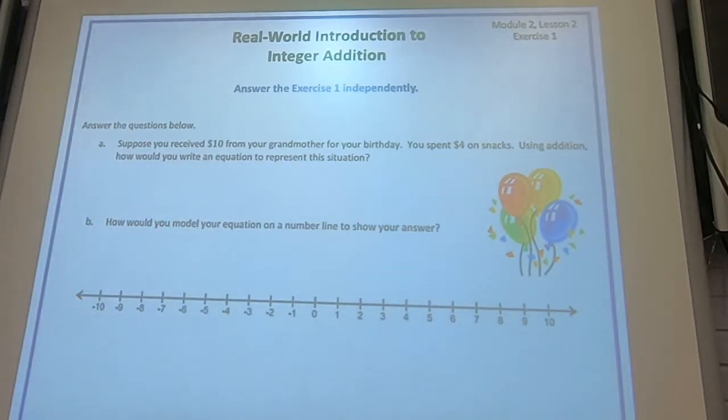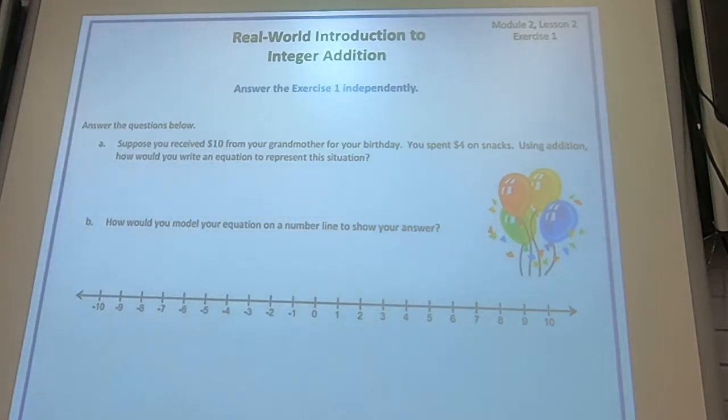Alright, now turn to page 13. Let's work the first problem. So it says, answer the questions below. Suppose you received $10 from your grandmother for your birthday. You spent $4 on snacks. Using addition, how would you write an equation to represent the situation?